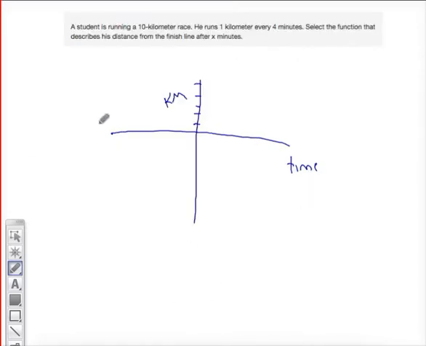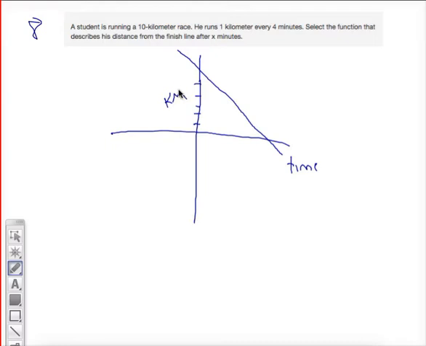Okay, this one is number 8, I think. A student is running a 10-kilometer race. He runs 1 kilometer every 4 minutes. Select the function that describes his distance from the finish line after x minutes. Think about it now. As he gets closer and closer to the finish line, his distance is getting smaller and smaller. So it's going to be some kind of line that looks like this.